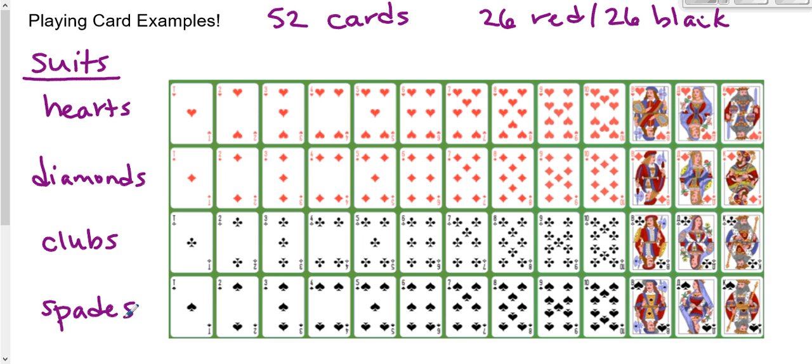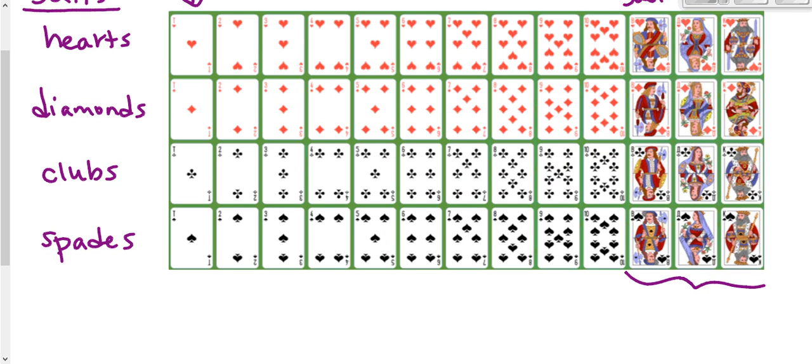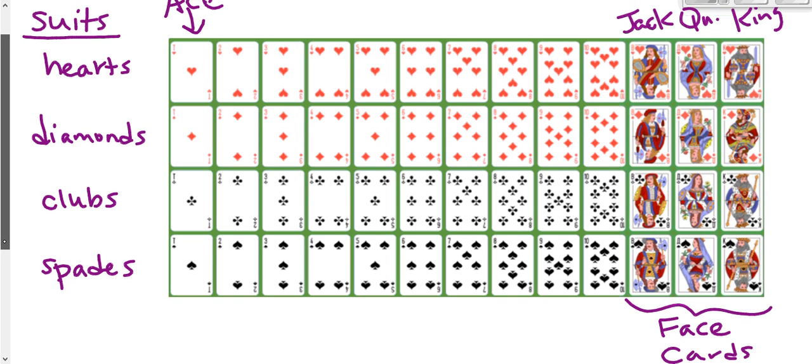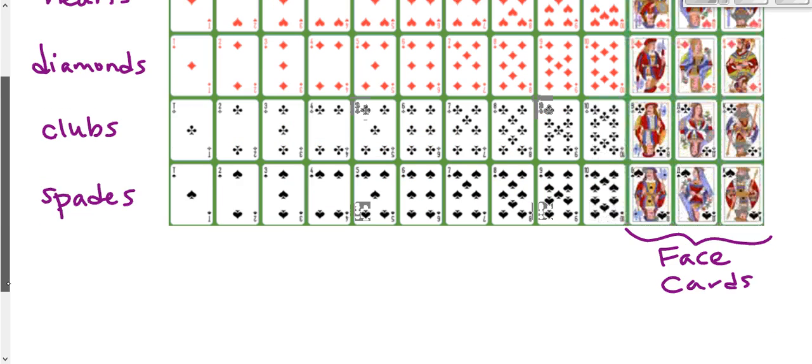So you have an ace, which is your 1. They call it an ace. Usually it says A on it, not 1. And you have a jack, queen, and king in each suit, and the jacks, kings, and queens are known as face cards. They have faces on them. Okay, so those are the cards that make up a deck of cards.